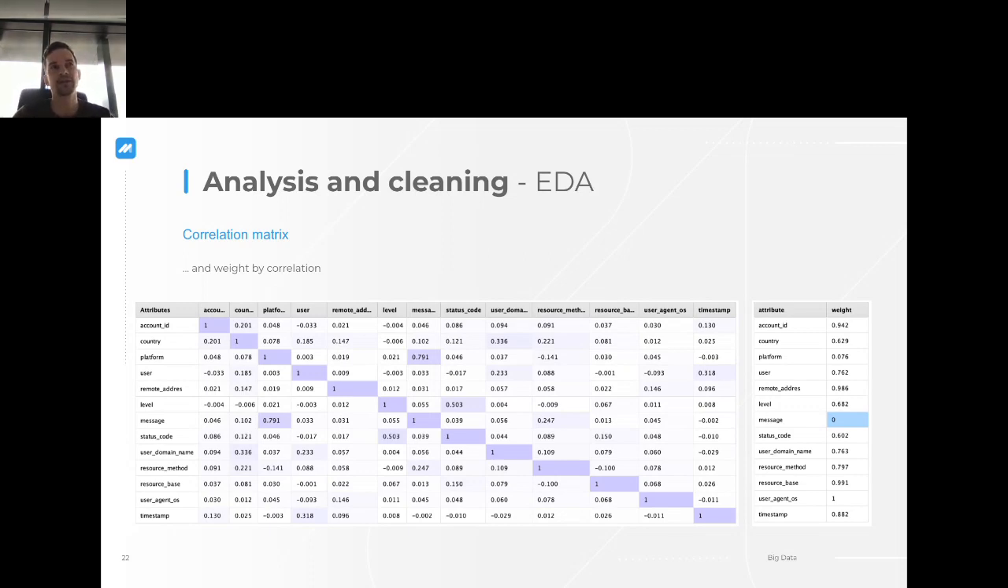The other interesting thing that we noticed here was a positive correlation between timestamp and user. This reflects that certain users access our application as a routine, which is completely normal because it's a B2B application. Someone comes into work, logs in, it has a routine. So we capture that information here as well. By weighting the attributes by correlation, we managed to remove some attributes, and we finished our exploratory data analysis.